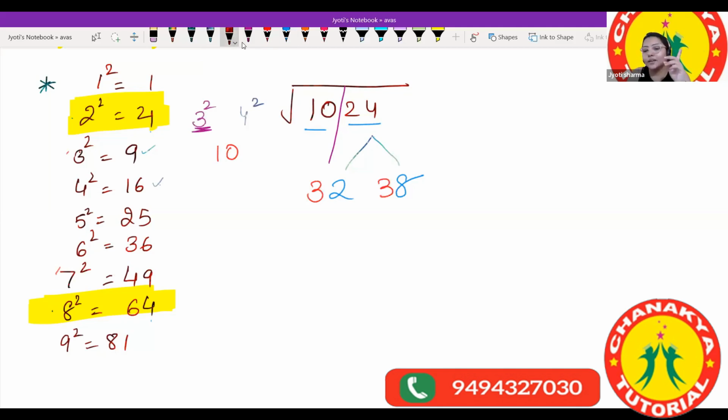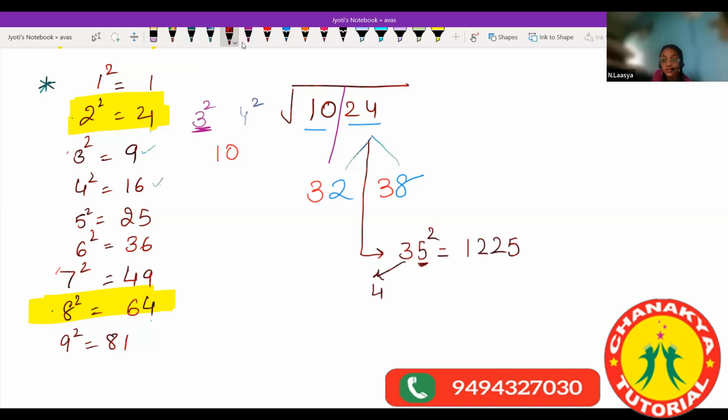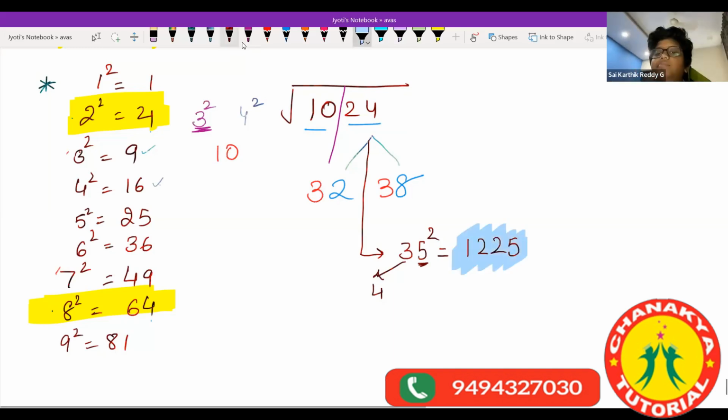Which one is correct? To decide, let's take 35 square. 5 5s are 25, 3 4s are 12. This I have already taught you. Am I right, kids, or not? Yes, ma'am. Now compare your original number with this answer. Is it smaller or greater? 1225 is greater. 1024, greater or smaller? Smaller, ma'am.